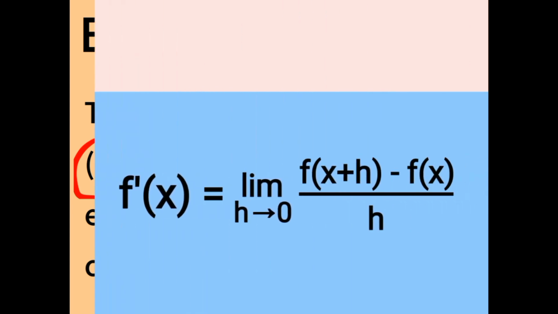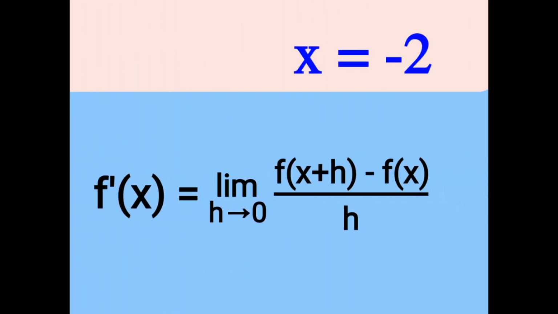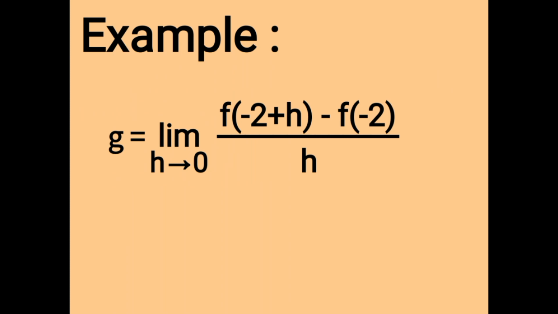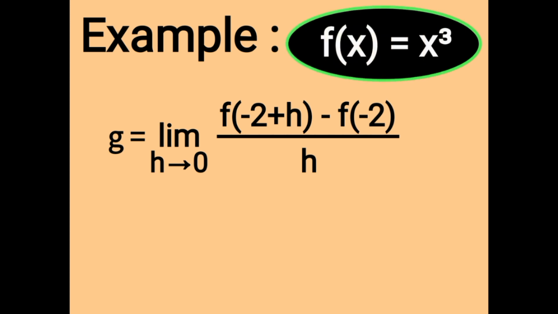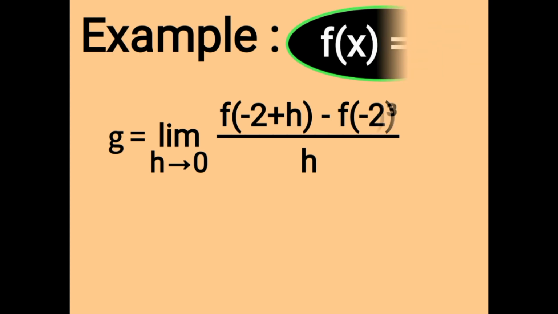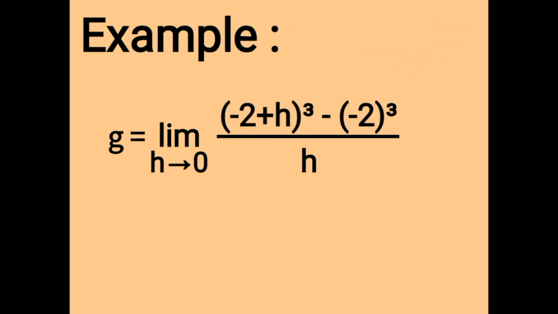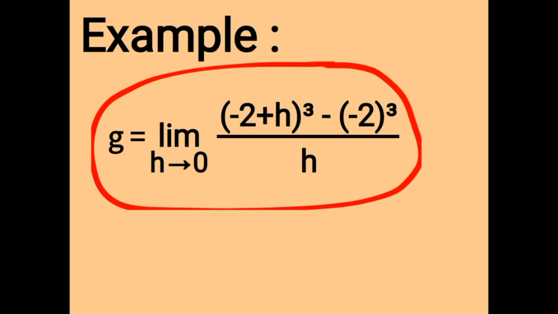Then using the definition of the derivative with x equals -2, g equals the limit as h tends to 0 of f(-2 plus h) minus f(-2) over h. Now here the function is f(x) equals x cubed, so we need to take the power of 3 for everything inside the bracket. Then g equals the limit as h tends to 0 of (-2 plus h) to the power 3 minus (-2) to the power 3, over h. So to make it more clear, I'll expand the bracket separately. Remember, I'm just doing it separately to make it easy so I don't have to write the whole function again.